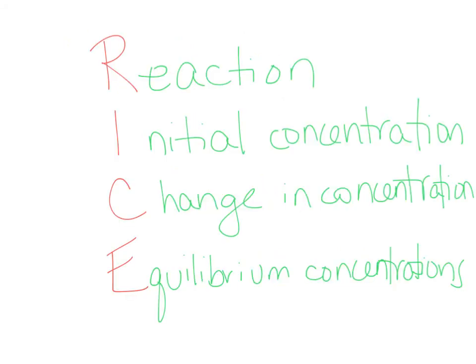So in a Rice table, we write down the reaction, we write down the initial concentrations, we write down the change, that's what the C stands for, change in concentration, and then we write down the equilibrium concentration. So that's what Rice stands for: the reaction, initial concentrations of each reactant and product, change in concentration, and equilibrium concentration. Let's see how they work.